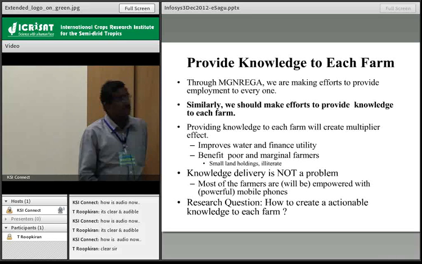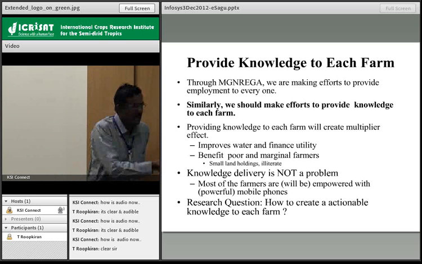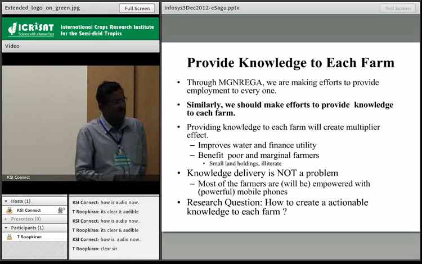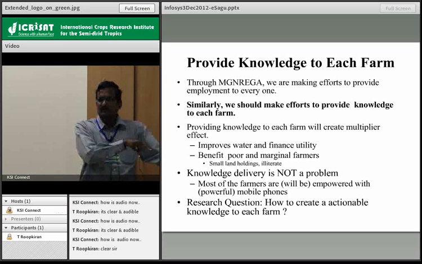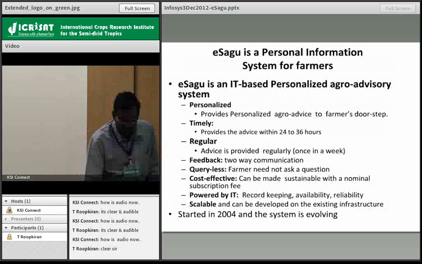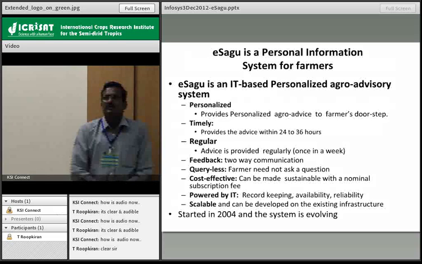Knowledge creation is a problem. That is what I faced from 2004. Can we tell a 2-acre farmer what to do? That is a problem. Delivery is not a problem, fortunately. 20 years back, that was also a problem. Because of the mobile phone, delivery is not a problem; creation is a problem. So these are the objectives of eSagu.